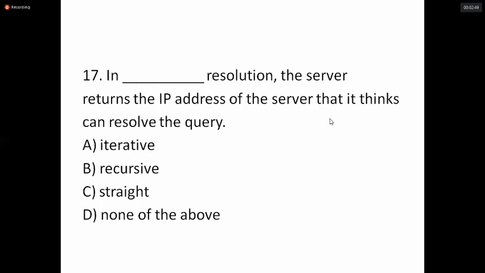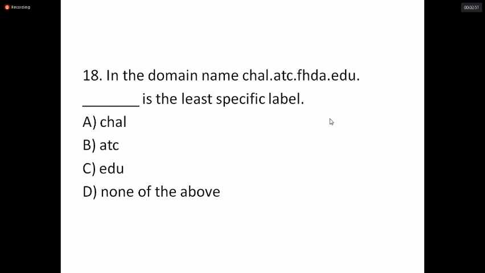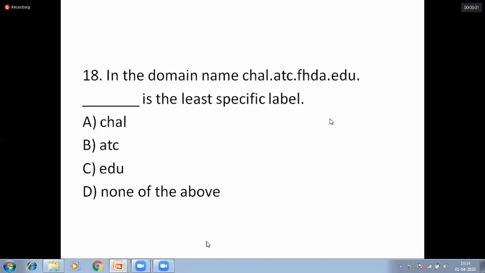Fine. In the domain namespace, read the question. In the domain namespace, challenge.atc.fhda.edu, dash is the least specific label. EDU. See, since you are reading from the inverse way, so it should be edu. Okay, the answer is C. So let me move on to the next one.